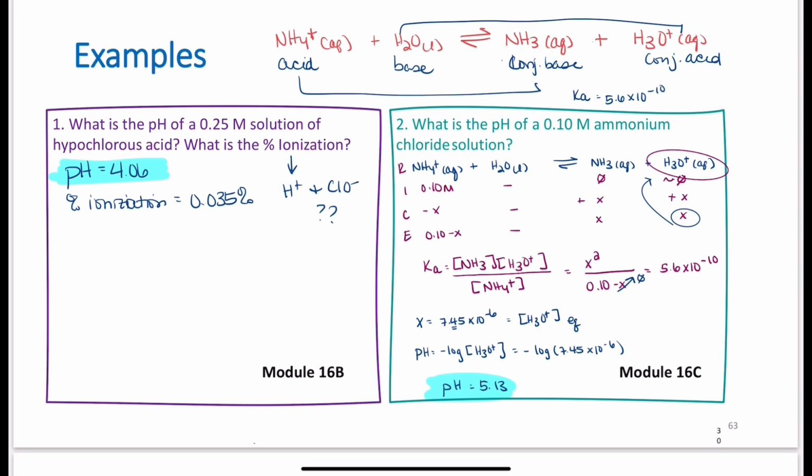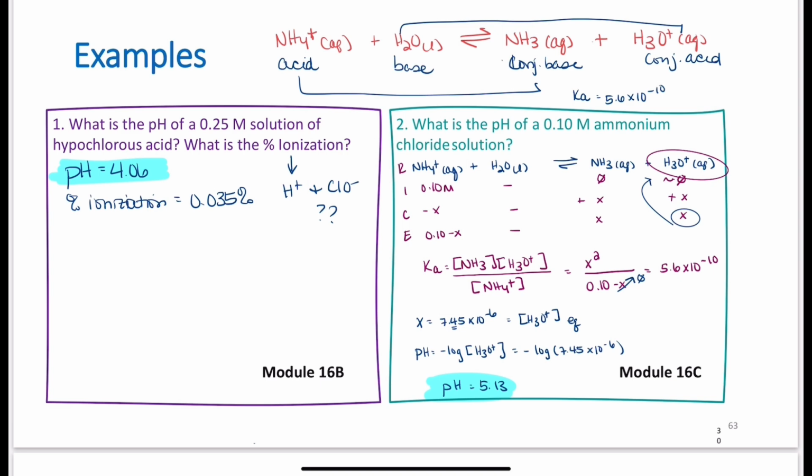Why? Well, it's the conjugate acid of a weak base. It's not going to be as strong of an acid. It's an acid, yes, but it's still the conjugate acid coming from a weak base in the first place. But we should probably check our assumptions. So let's go ahead and do that.